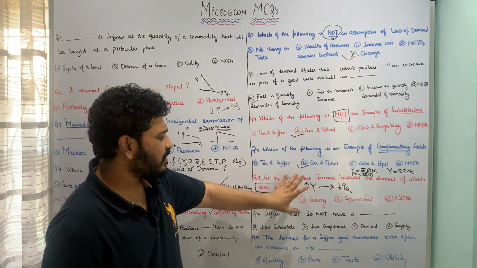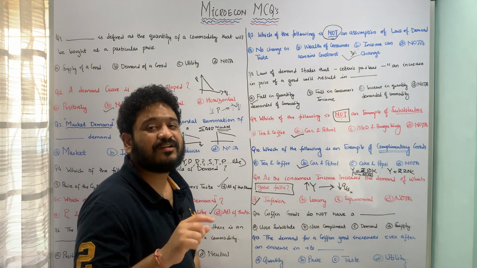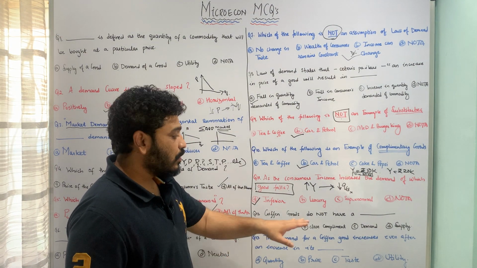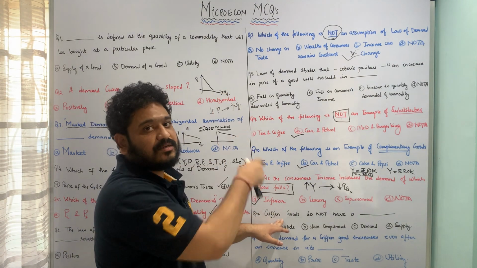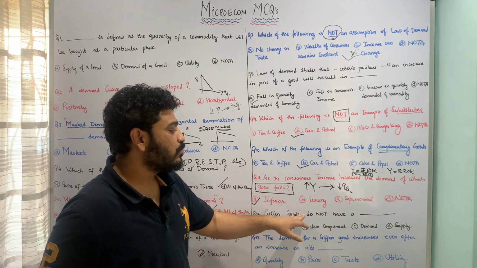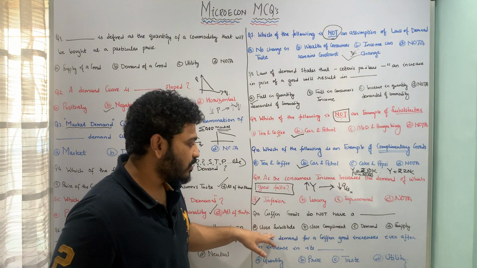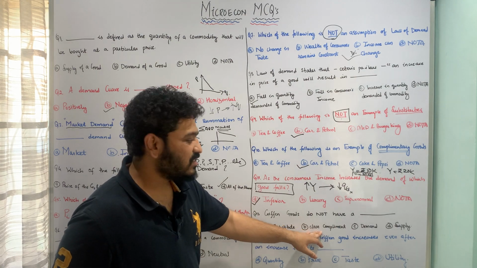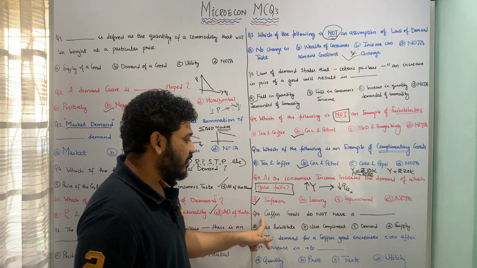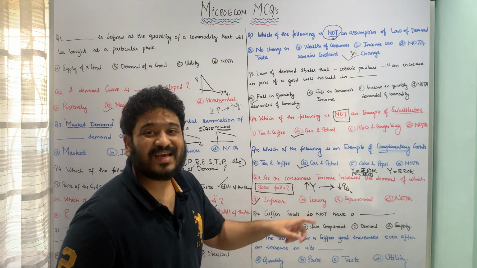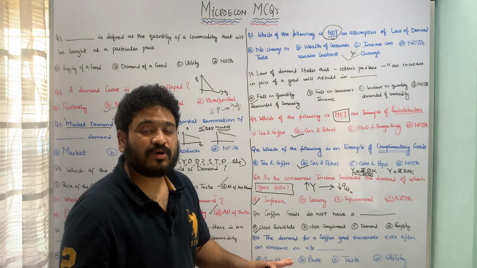So let us now move to the next question, which is: Giffen goods do not have a dash. Now this type of good is a sort of exception to the law of demand, so please pay attention to this. Giffen goods do not have a close substitute, close complements, demand, or supply. So here a Giffen good is a good which does not have close substitutes.